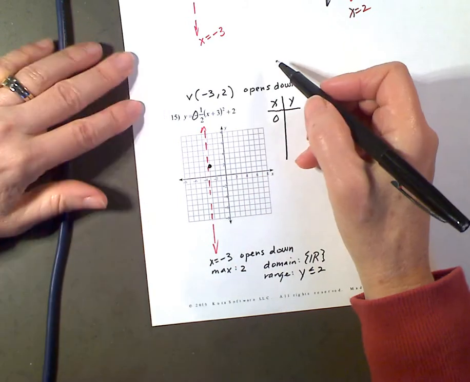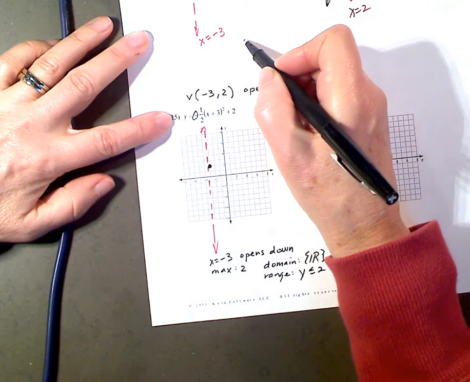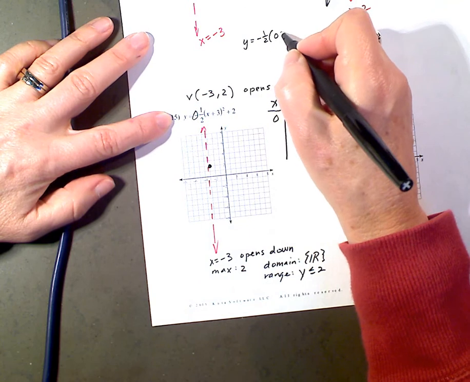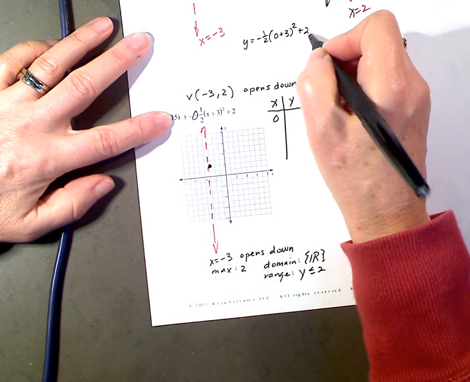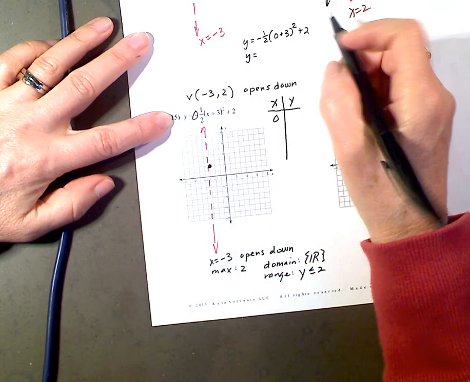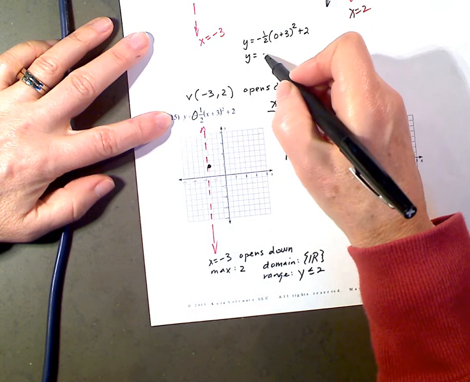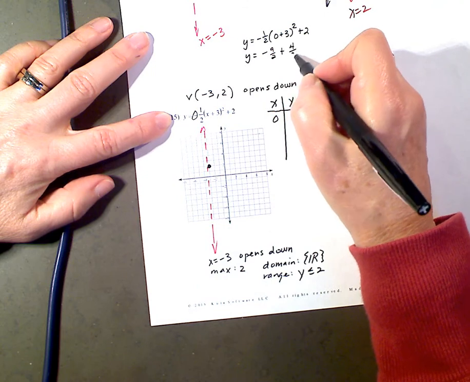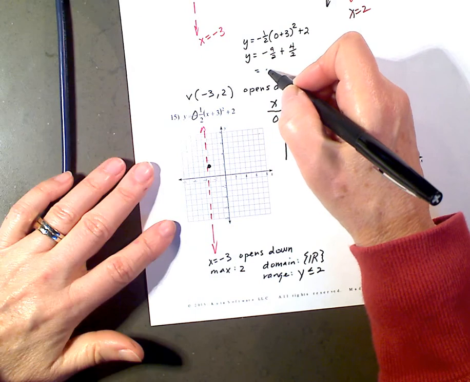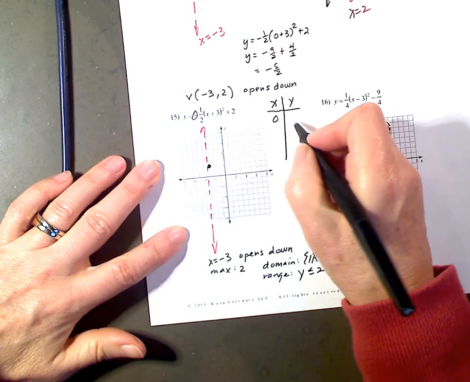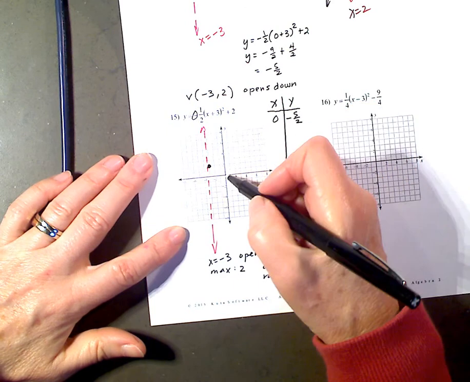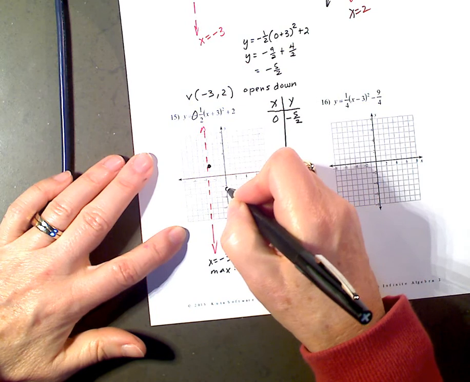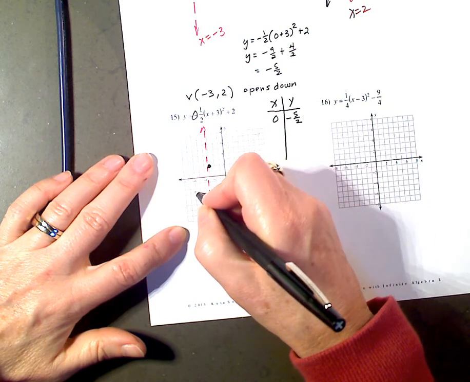I'll just do the work up above here. If I set x equal to 0, y equals -1/2 times (0 plus 3) squared plus 2. I get, this is 9, -9/2 plus 2, which is 4/2. I get -5/2. So -2.5. So at (0, -2.5), which is right about here, I get a point. So 1, 2, 3, 1, 2, 3. Reflect that over to the other side.